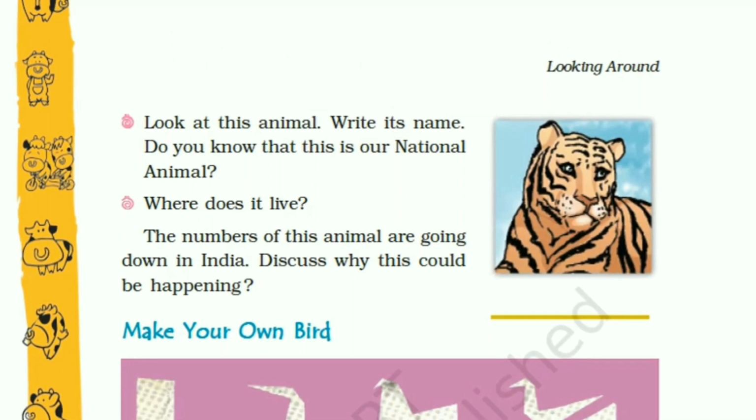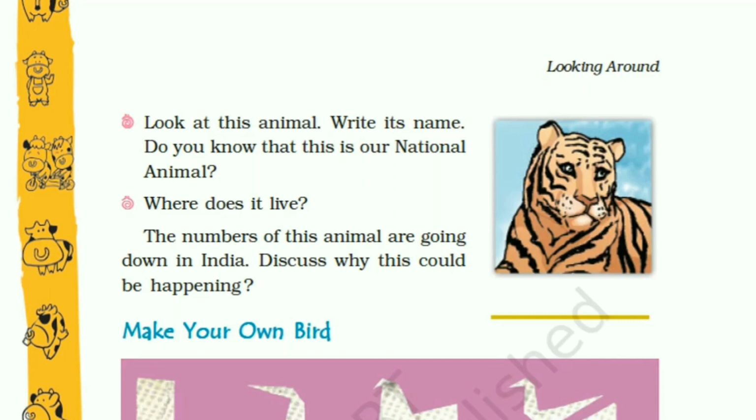Okay. So look at this animal. Write its name. Do you know that this is our national animal? Where does it live? The number of these animals is going down in India. Discuss why this could be happening. As you all know, it's a tiger, and let us know more about a tiger.